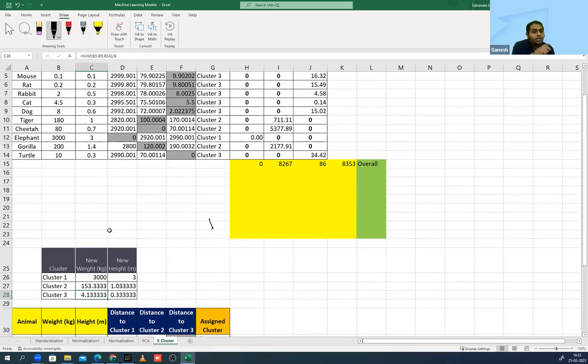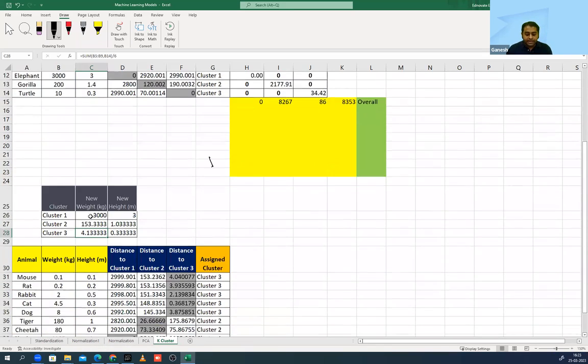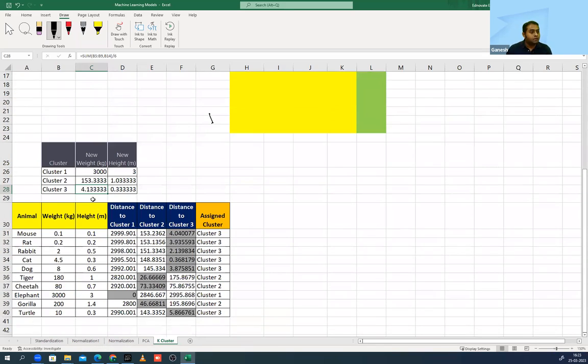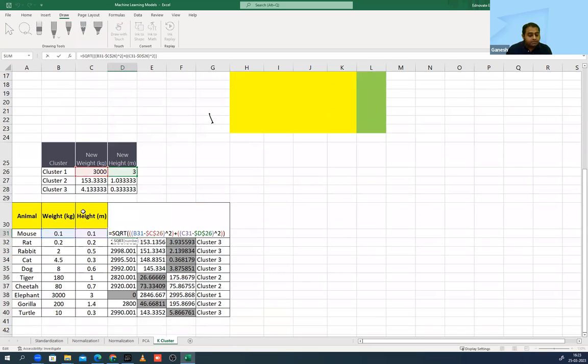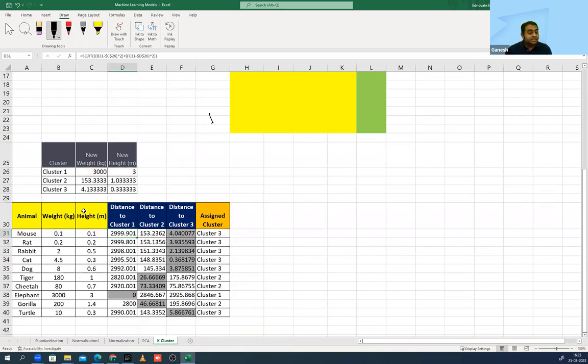I will redo the entire thing now. Look, I have done the second calculation. Now my center is this. And I will do the entire process of assigning each animal to a category. Do you see? This is recalculation. I'll keep on doing this until the average value of the cluster is not changing. If it remains the same, then I will stop.